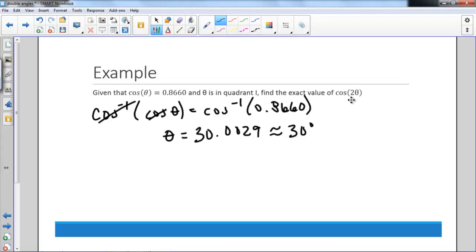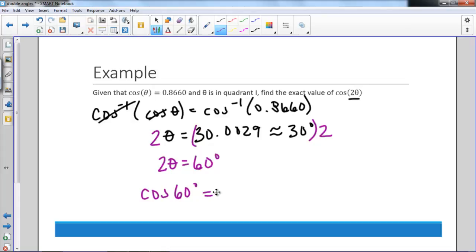But it wants me to find it for 2 theta. So in order to do that, all I need to do is multiply both sides by 2. In doing this, I'm going to get 2 theta equals 60 degrees. So now, really what it's asking for is what is the cosine of 60 degrees? And looking at our unit circle, we know that the cosine of 60 degrees is 1/2. Therefore, the cosine of 2 theta is 1/2.